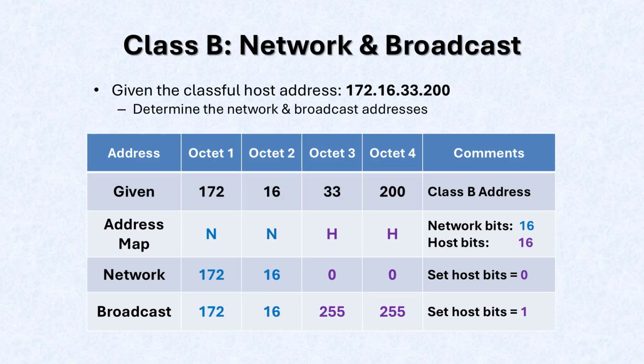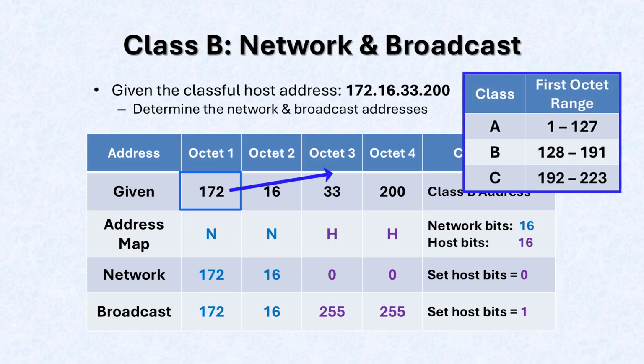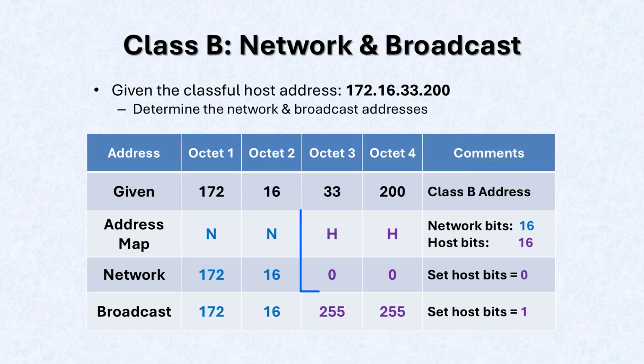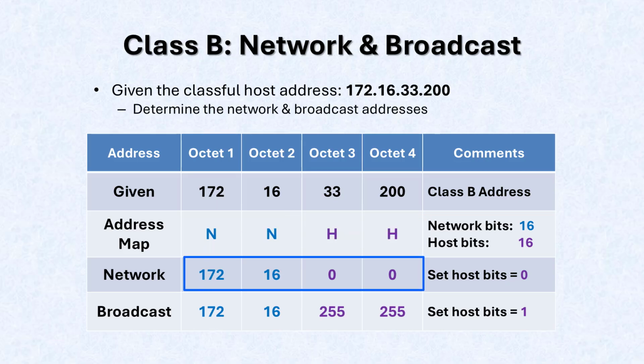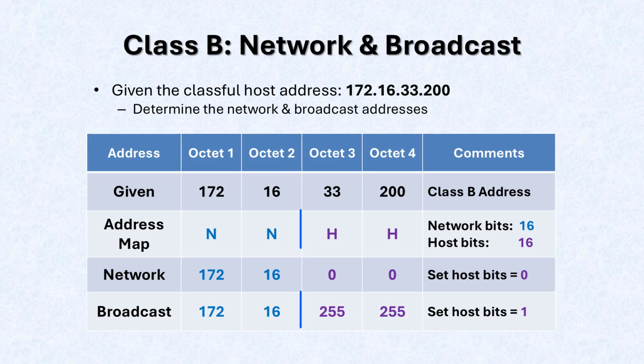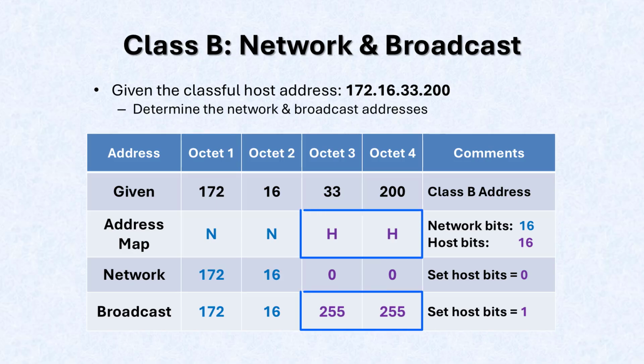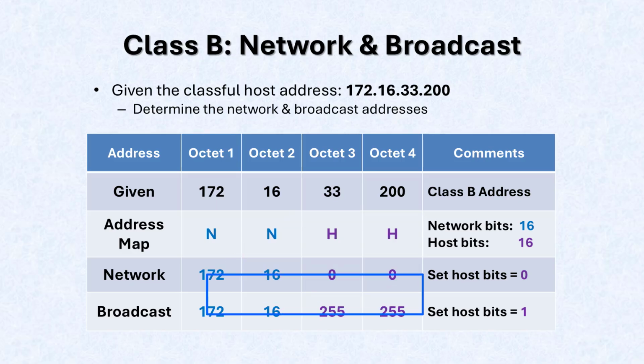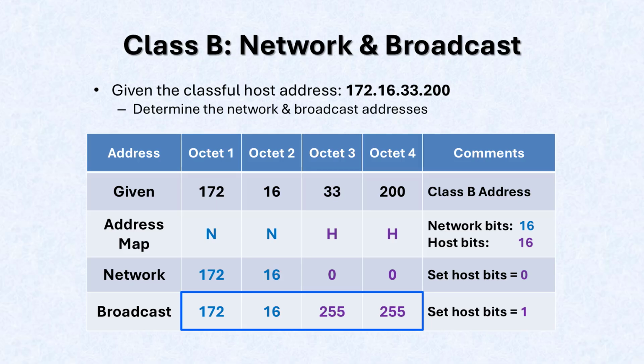In this next example, we are given the classful host address 172.16.33.200. Since the first octet is 172, it is a Class B address. To obtain the network address, set all host bits to 0. This gives 172.16.0.0. To obtain the broadcast address, set all host bits to 1. This gives 172.16.255.255.